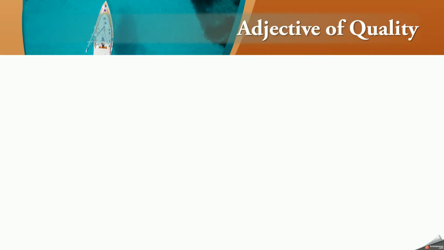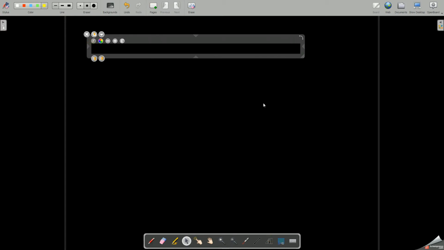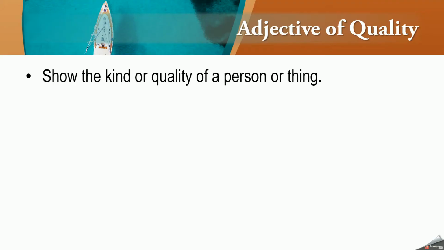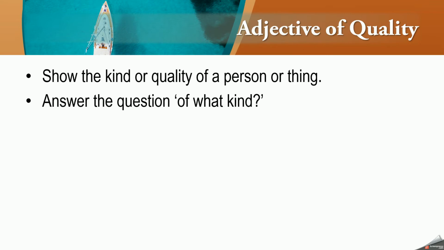The first one which we are going to see is adjective of quality. By the name itself it is clear that it describes the quality of the noun. It shows the kind or quality of a person or thing, and answers the question, what kind?